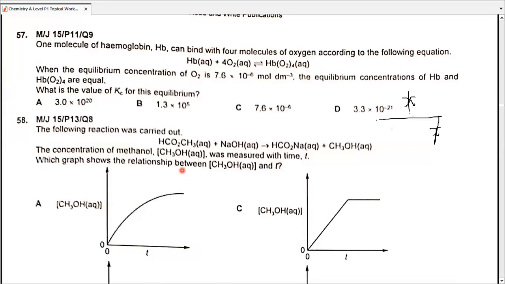3 into 10 raised to power 20. It's a pretty big answer. And since we have oxygen in the denominator, oxygen is a negative number, and it's raised to the power 4. So that makes a lot of sense.